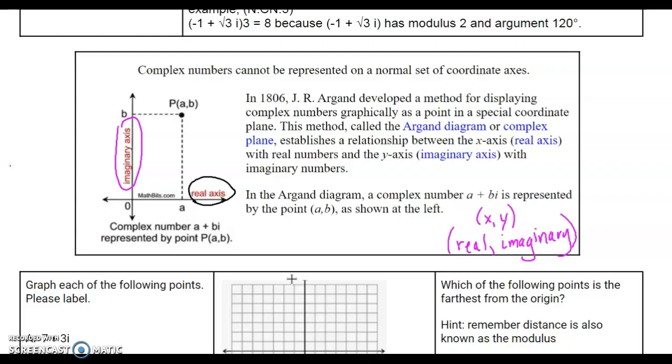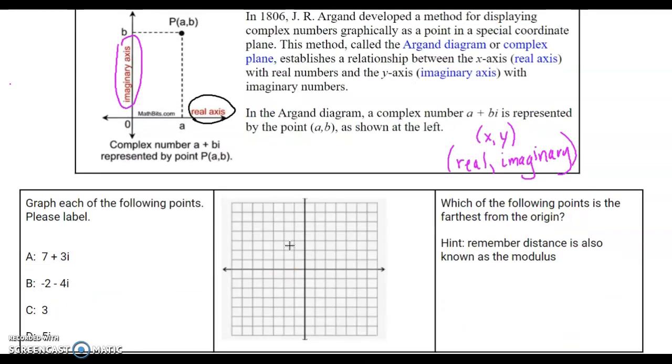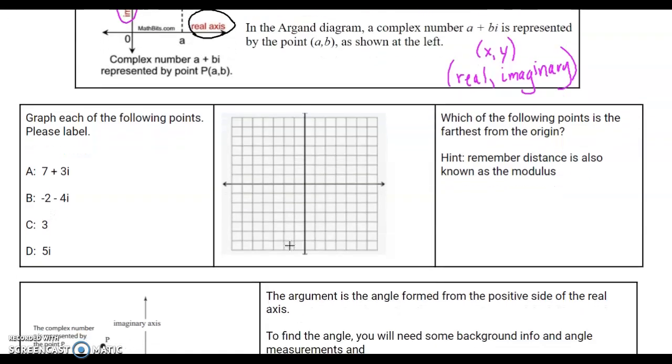So if we had the point a plus bi, we would go to the right a and we would go up b units, okay? So it will look like an xy axis, but we know that this is a complex coordinate axis. So on my first example, I just want us to plot 4 points.